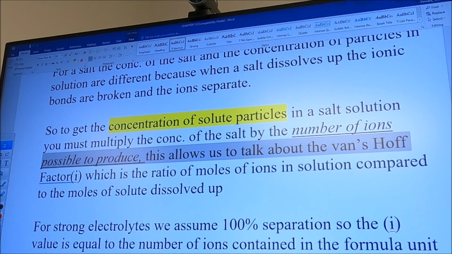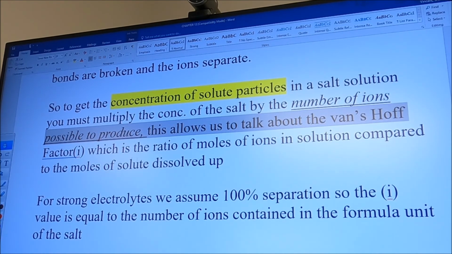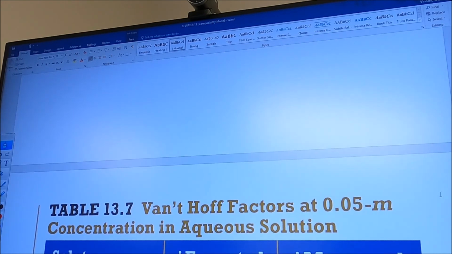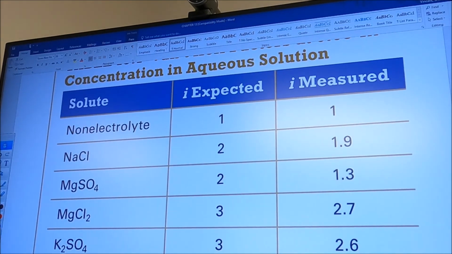The Van't Hoff factor, given the symbol lowercase i, tells us something about how much clumping we get when the salt dissolves in water. We always assume that for a strong electrolyte, we get 100% separation of the ions, so that i equals the number of ions contained in the formula unit. But in the real world, sometimes they're less. For a non-electrolyte, i is 1. Our measured i is 1.